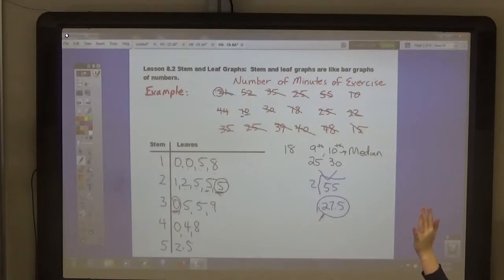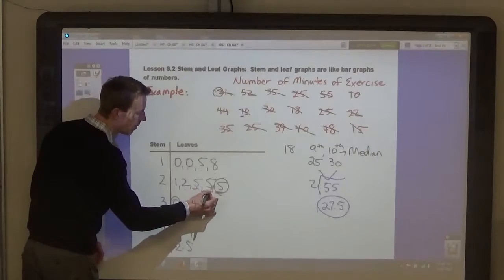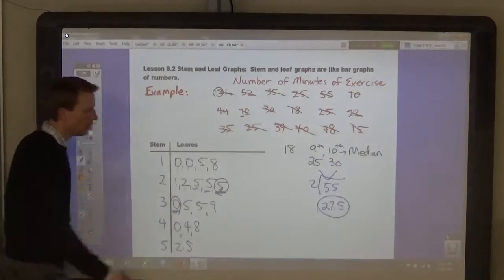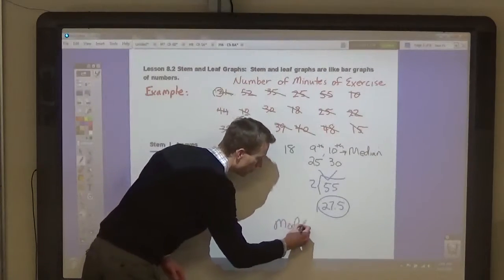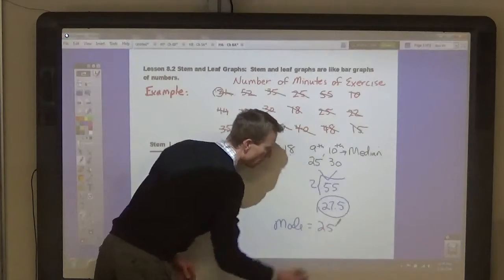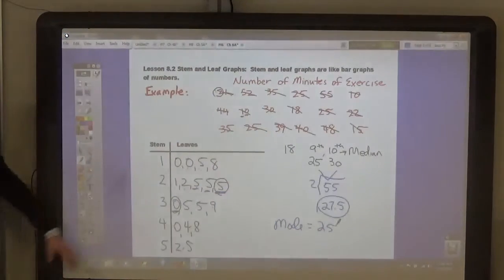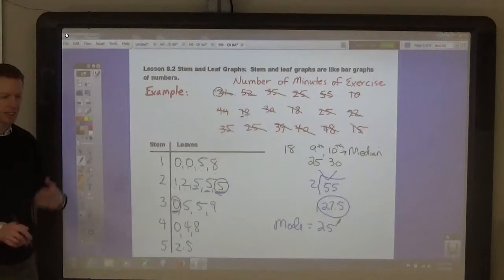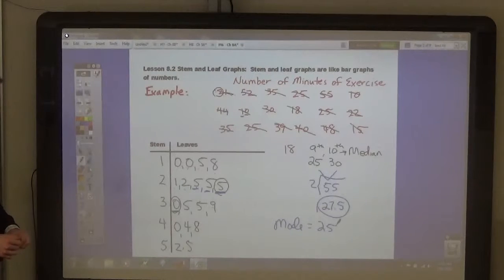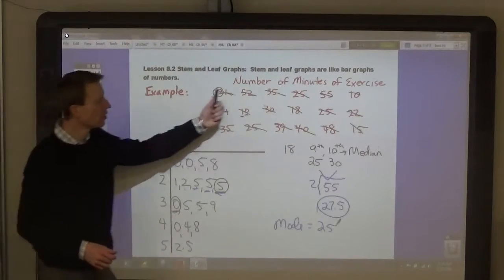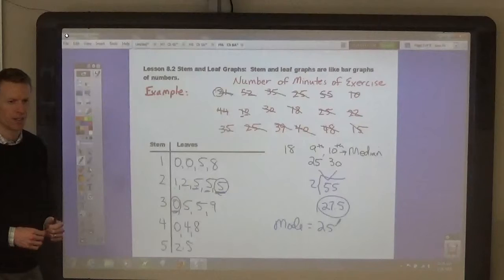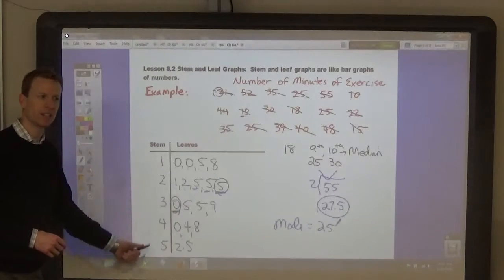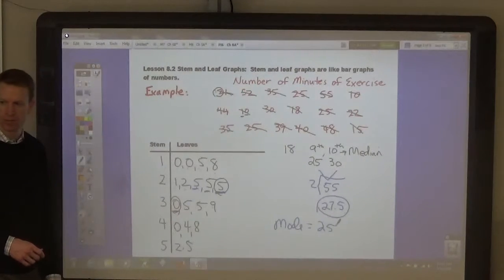Only one person knows? 2 people know. What is the mode? Liz. 25. There are 3 25s. 1, 2, 3. So the mode is 25. Okay? So once we have these organized in a stem and leaf graph, it's easy to see things like that. Much easier than if we just have them listed this way. This is a way of organizing them in order. Alright?